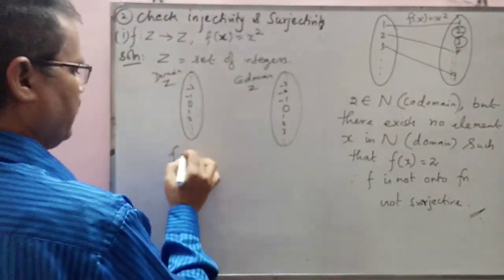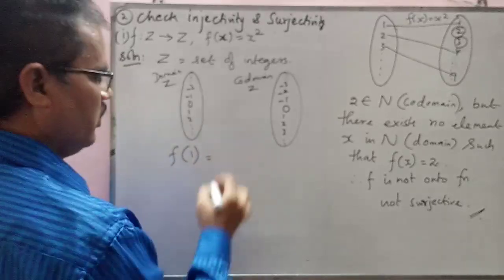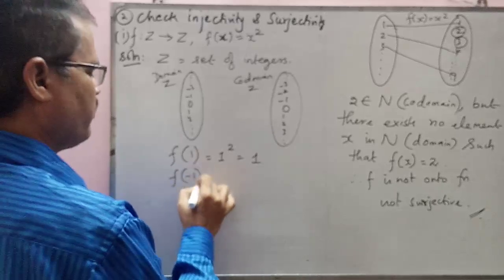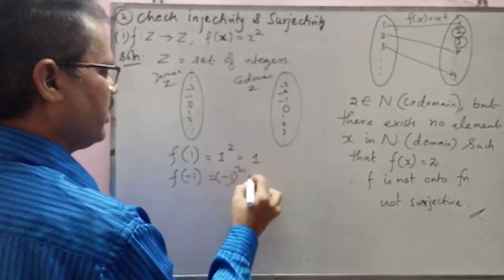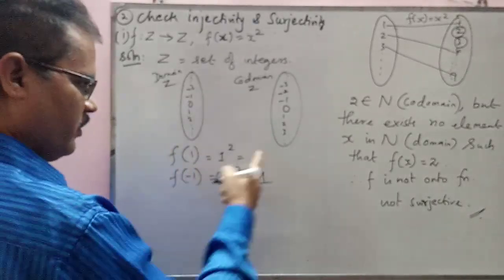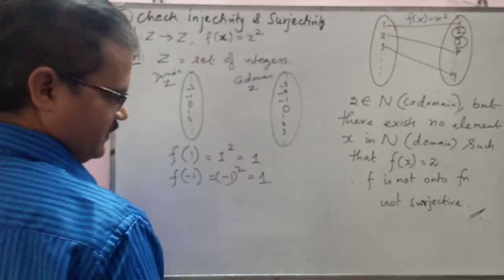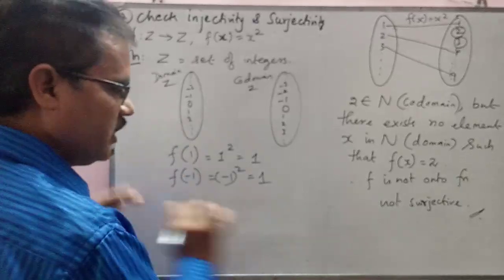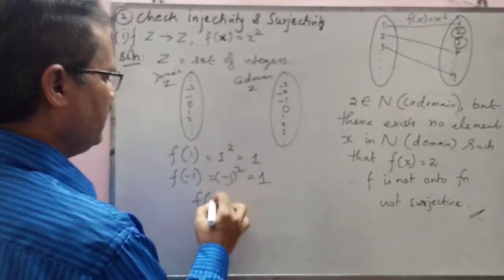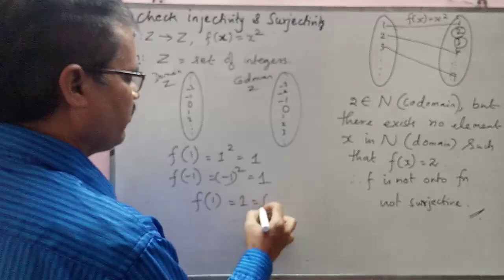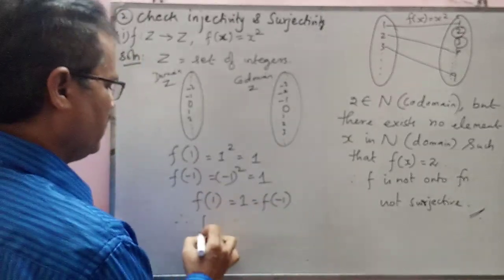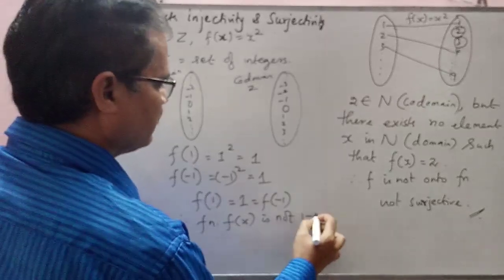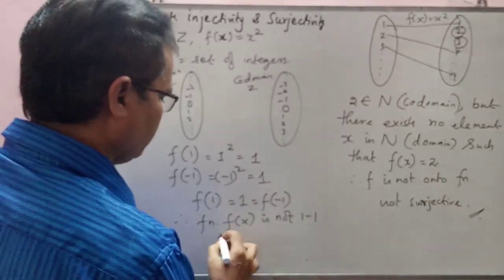Now we are going to check whether it is a one-to-one function. See, I'll take 1. f of 1 is 1 squared, which is 1, right? Now what about your negative number, f of minus 1? Minus 1 the whole square equal to 1. So two elements are having the same image. 1 and minus 1 have the same image. So it is not one-to-one. So f of 1 is equal to 1, which is equal to f of minus 1. Therefore, the function f of x is not one-to-one. So not injective. It's very clear.